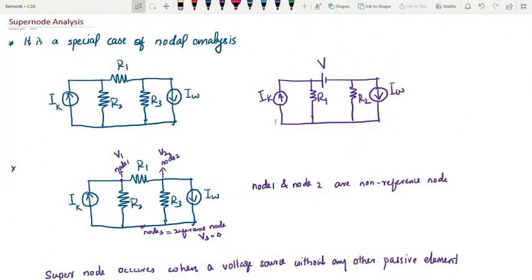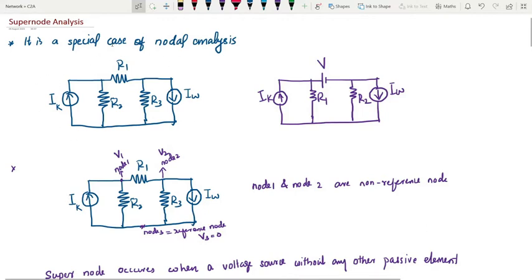In this video, we are going to see how to solve a given network using supernode analysis. Actually, it is a special case of nodal analysis, conventional nodal analysis. In order to get a clear idea, let's consider two networks as shown here.